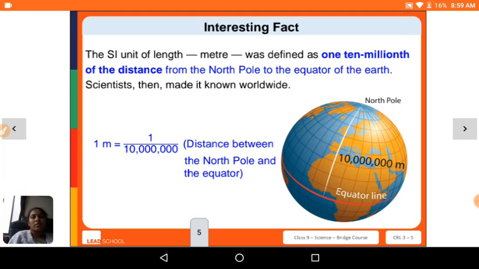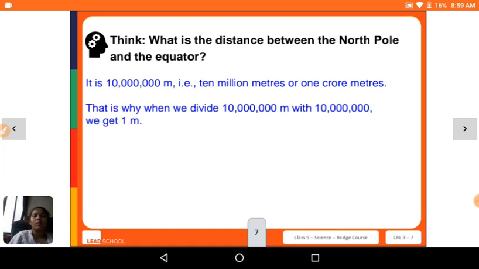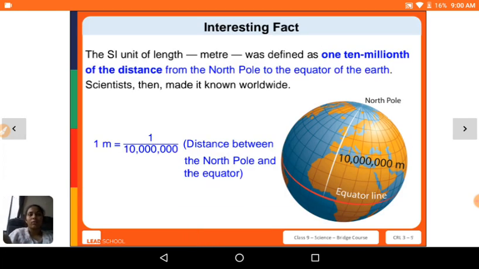So it's an interesting fact. What is the distance between the North Pole and the equator? That is 10 million meters or 1 crore meters. That's why when we divide 1 crore meters by 1 crore, we get 1 meter. North Pole is at the top of the Earth. Here you can see this is the North Pole, and the equator line is here. So the distance is 1 crore meters, right?